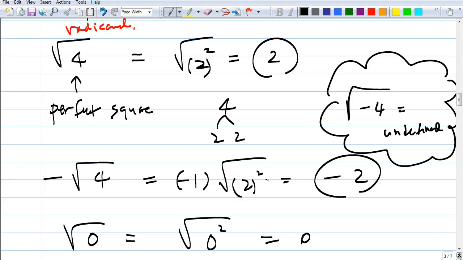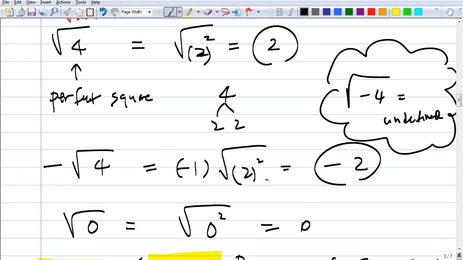What about 0? What's the square root of 0? 0 squared is 0.